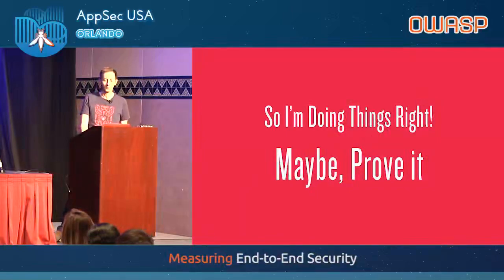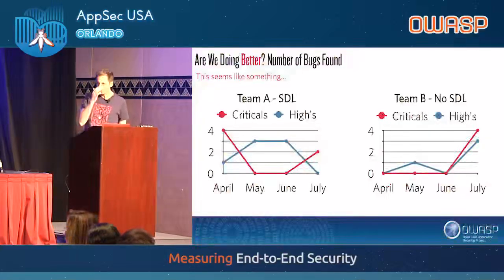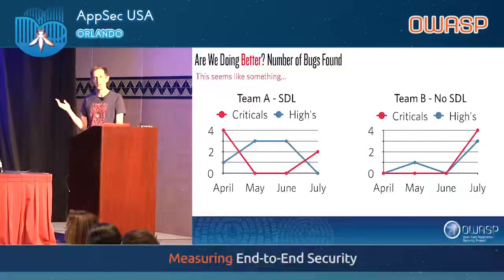You may think you're doing some things right, but maybe not. We want to prove it. So to illustrate this, we have two teams, one that has an SDL and one that doesn't. And we chart the number of bugs found over time.